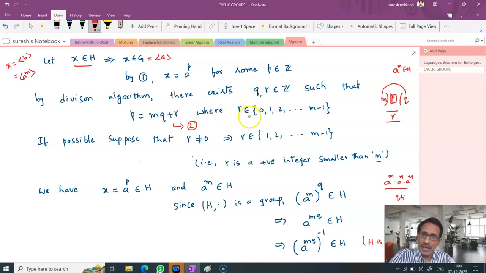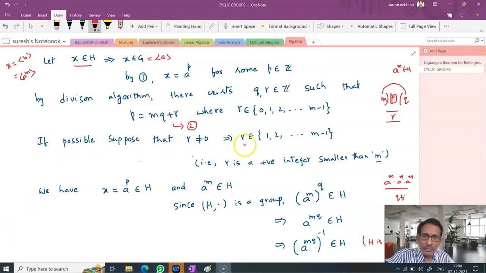What is R? R is the remainder. Suppose M completely divides this P, then the remainder is 0. Otherwise the remainder is 1, 2, up to M minus 1. It cannot be M, and it cannot be more than M. So R can be 0 to M minus 1. That is, R is smaller than M. Please remember that.